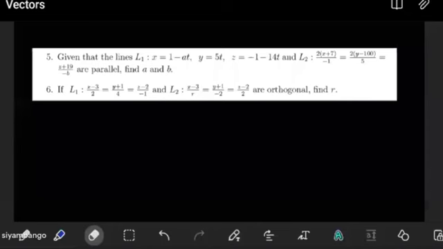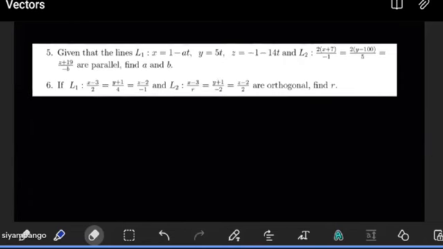Okay, so in this case, we have a few examples. And what are they asking for? So the question that you asked for is question 6. And in question 6, they're saying we have two lines, L1 and L2, and the two lines are said to be orthogonal. Now, what does it mean to be orthogonal?